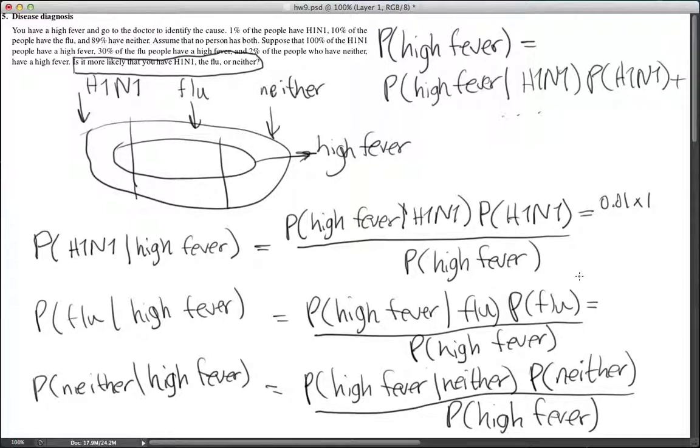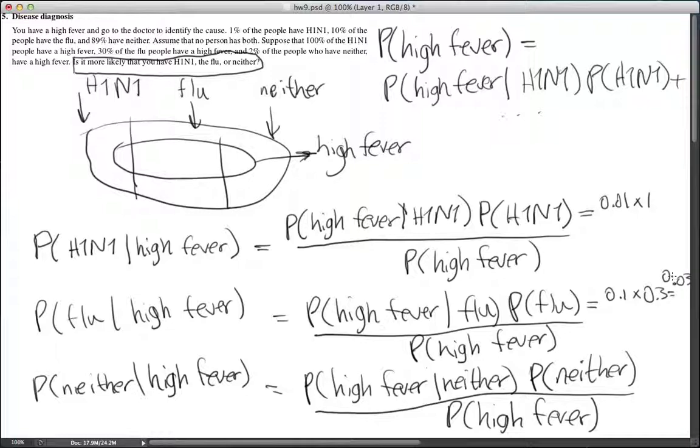The numerator here is what percent of the population has flu? Well, it says that 10% of the population has the flu. So 0.1 times, once you have the flu, what is the probability of having a high fever? Well, it's just 30% chance. So you have to multiply this by 0.3, which gives you 0.03.